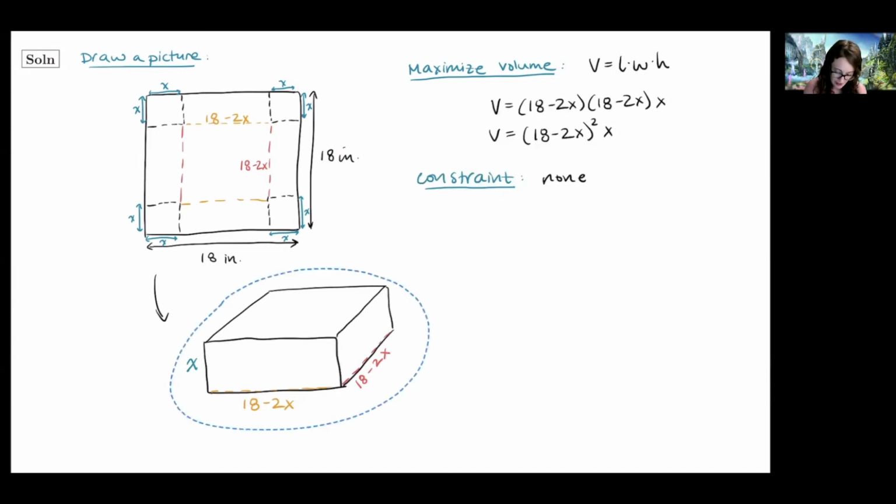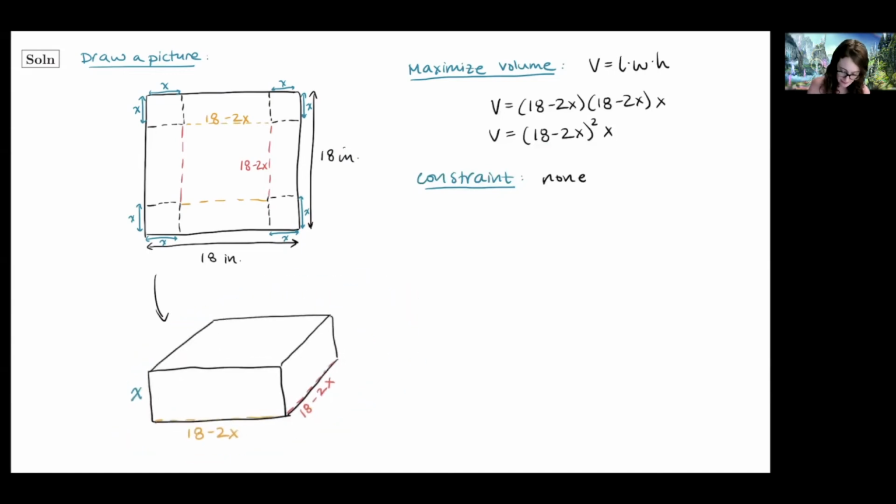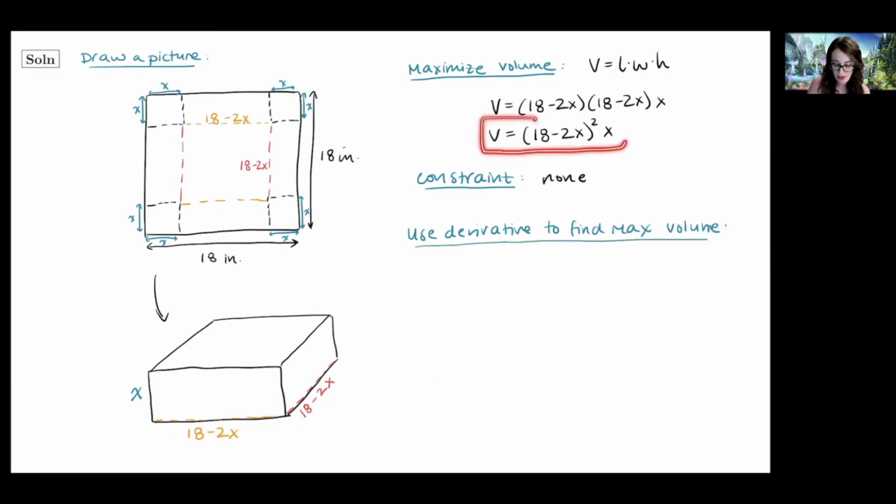So we can just go ahead and differentiate this. So we want to use derivatives to find the maximum volume. So we would like to differentiate the volume equation. All right, so let's take a look at the volume equation here and think about finding the derivative of this. You could expand this out. You could just FOIL it and then distribute the x. Or you could use the product rule. Just for practice, I'm going to use the product rule on this.